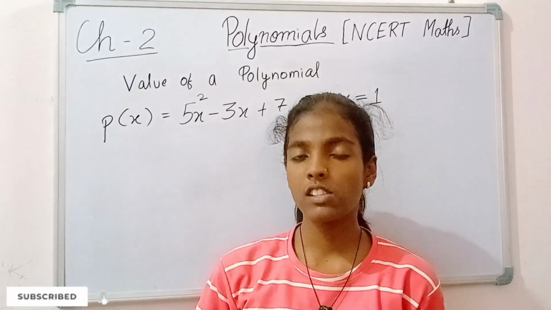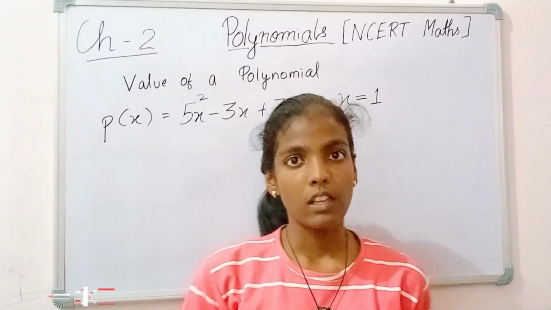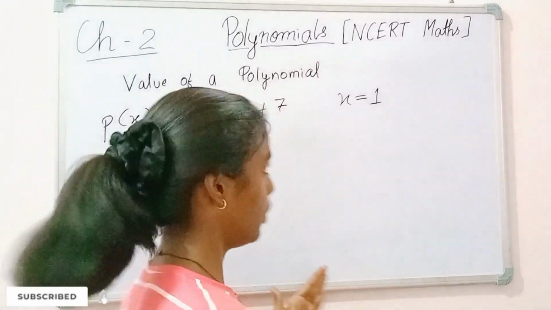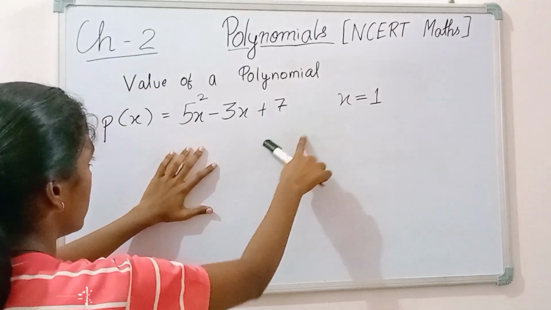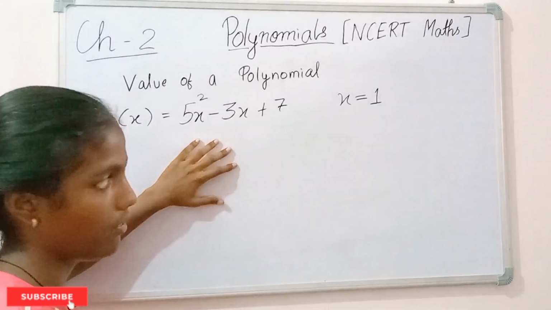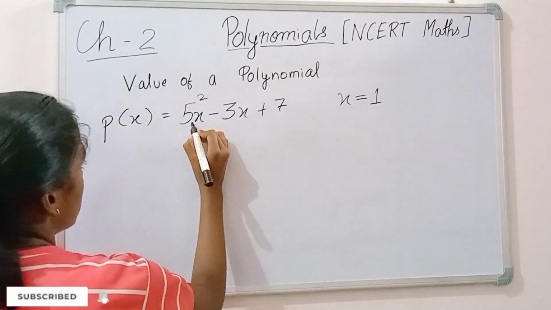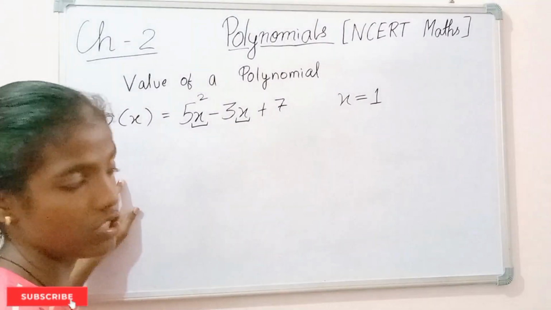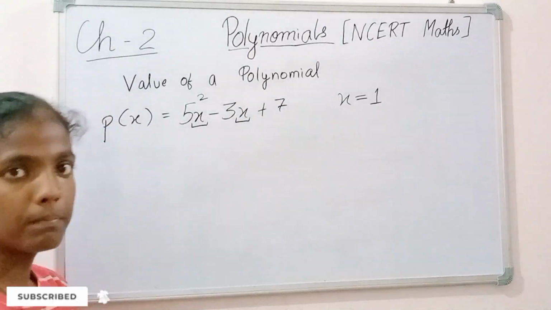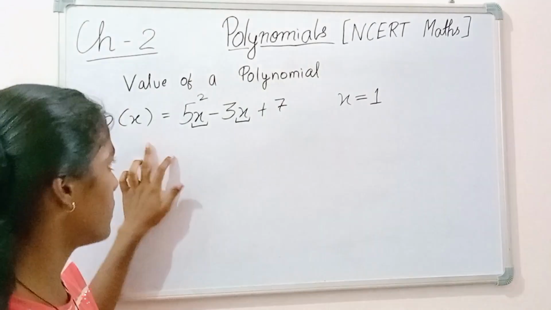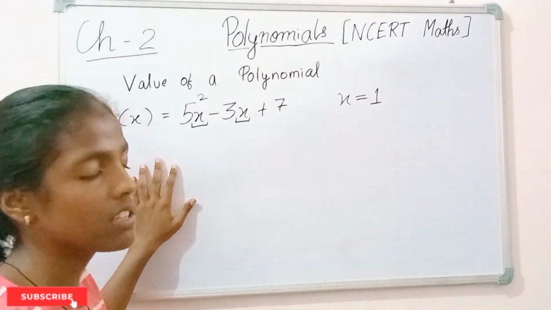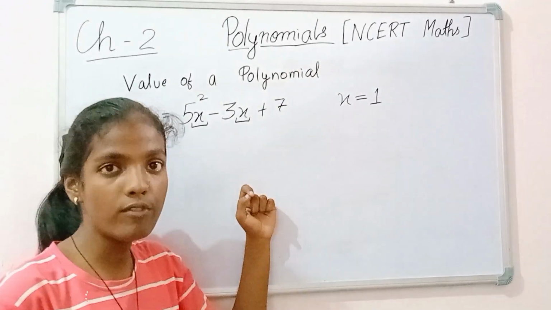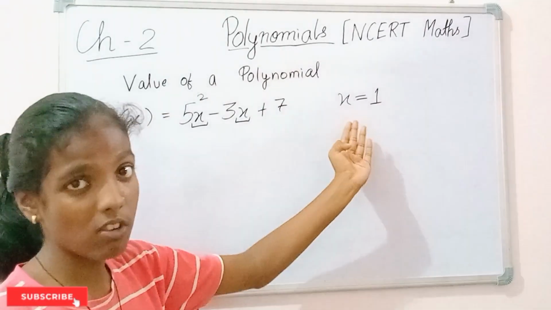Our next topic is value of polynomial. So here we have to find the value of the given polynomial. Here is the polynomial and we have to find the value. So here the variable is x. Firstly read the question. P(x) is equal to 5x square minus 3x plus 7. So here the value of x is given, x is equal to 1.